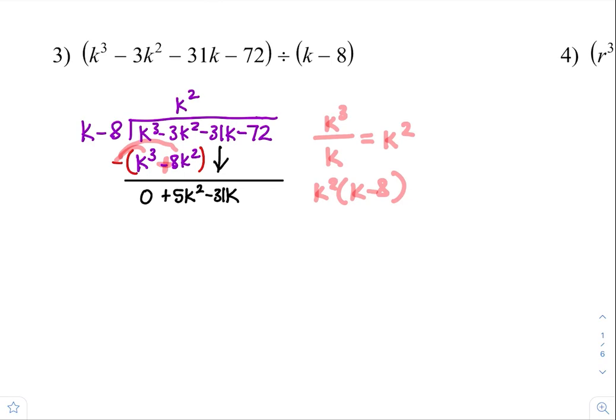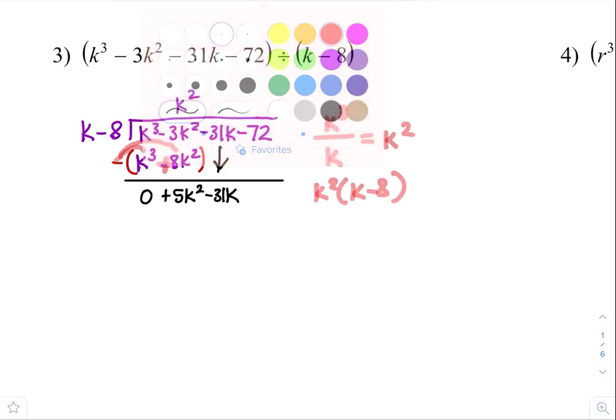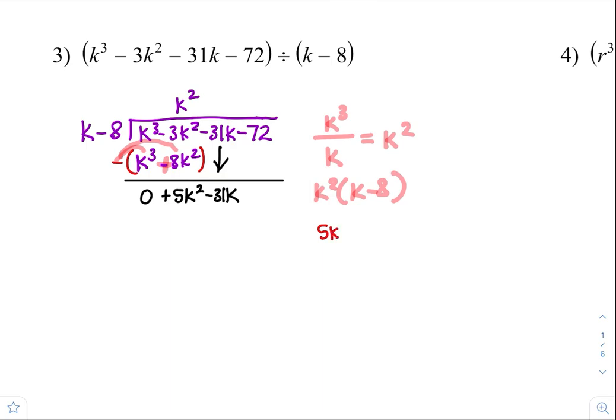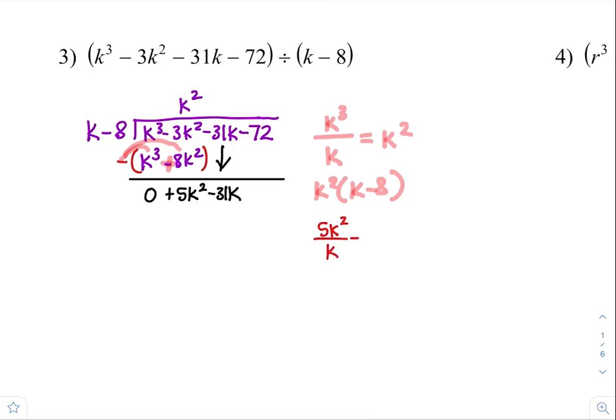Now we have to do the same process all over again, right? We do the same process again, starting from step 2. So step 2, what is the highest degree in the new one? It's 5k to the second. And then divided by the highest degree on the outside, it's still always going to be k. 5k squared over k, you guys, that just leaves you with just 5k.